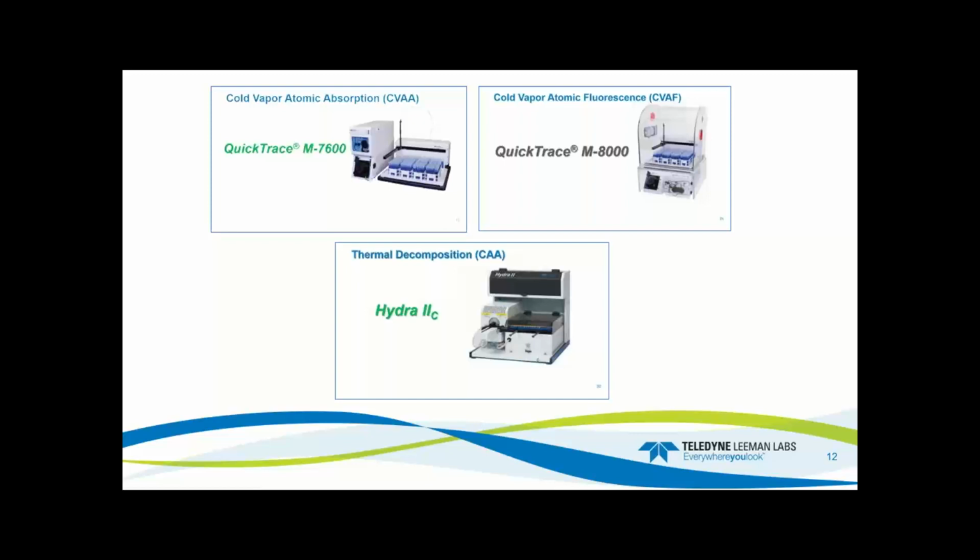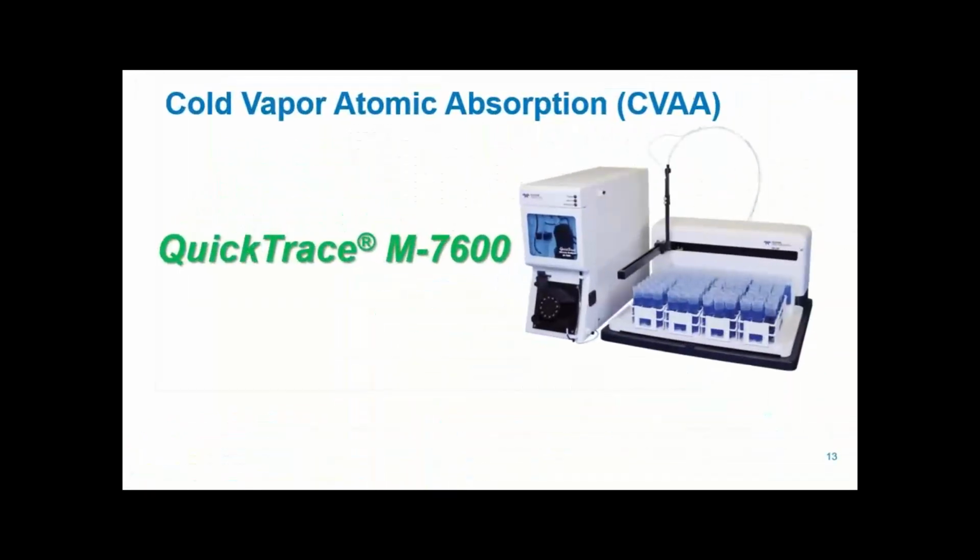And last but not least, we have the Hydra 2C. This operates by thermal decomposition of the sample, followed by gold trap amalgamation and atomic absorption. So it's best utilized for solid samples and typically requires no sample pretreatment. So let's start with the M7600. So here it is. It's modeled after a desktop computer tower, so it takes up very little benchtop space. Here it is paired with the optional ASX560 autosampler by Teledyne CETAC to automate sample introduction.